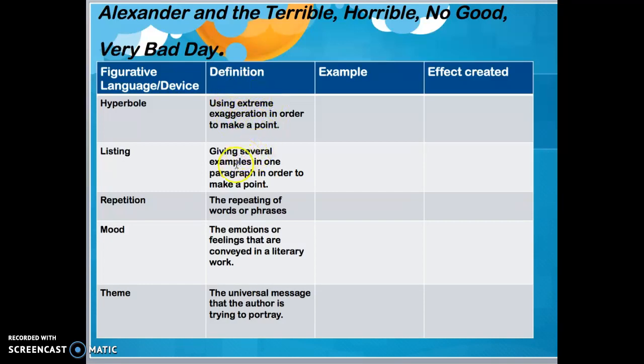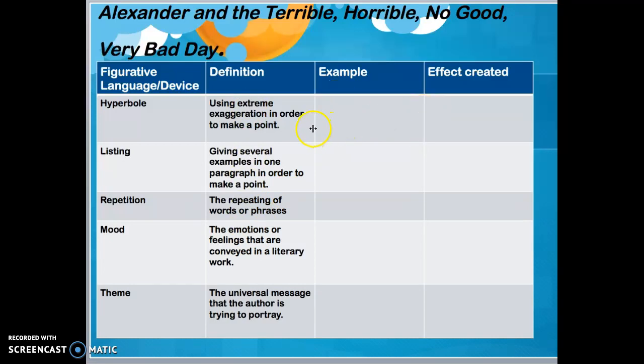I think this is really important, that students have these things before they start, so they're not spending their time trying to remember or looking things up or trying to guess which figurative language or devices they're going to be looking for. It's not a scavenger hunt. It really is, this is what we're looking for. These are the definitions, and we'll be looking for examples and effects created.